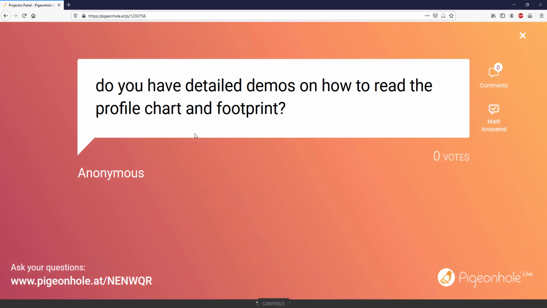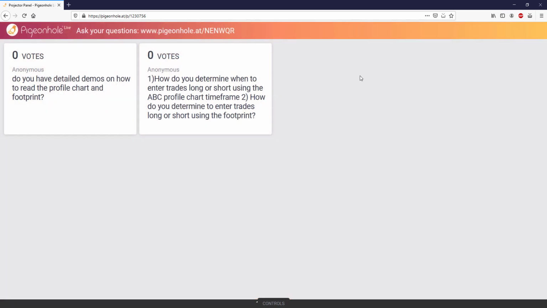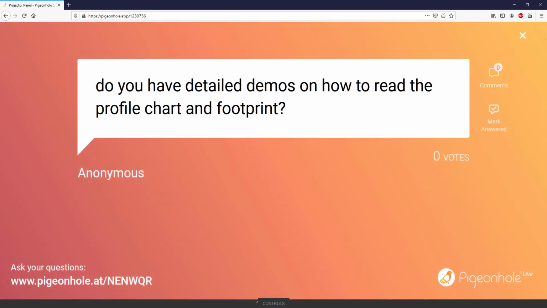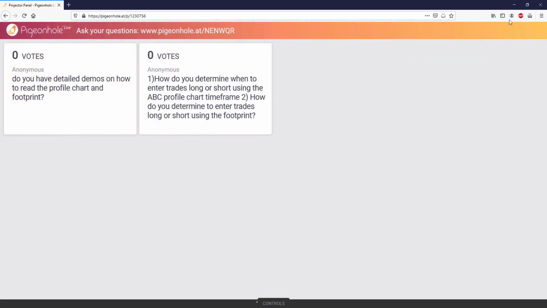And the first one, do you have detailed demos on how to read the profile chart and footprint? Same type of question. So I don't have them, because I've built these custom studies, 15 custom studies that you can use and set up in Sierra Chart. That's what I have videos on. I don't have videos on teaching you how to trade anything else. Maybe one day I'll get there, but that's just not my focus right now.